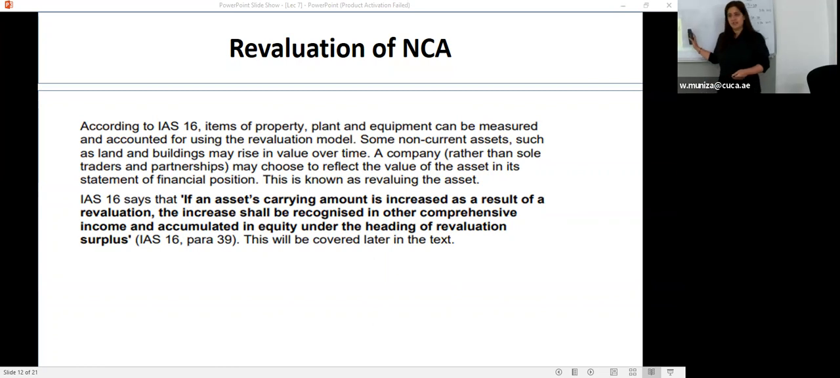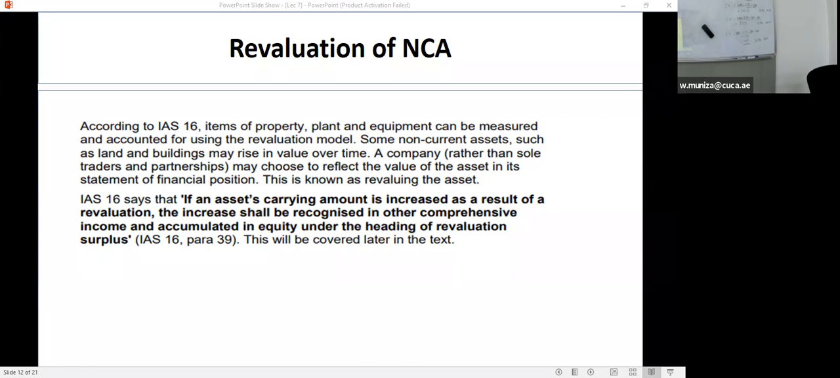So students, we have a test for chapter 1 to 6. Now students, we are going to start the topic of revaluation of non-current assets. We have discussed the cost of the non-current asset, depreciation, and disposal. And now we are going to discuss the revaluation of non-current assets.